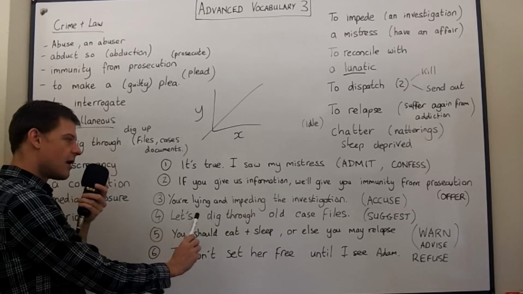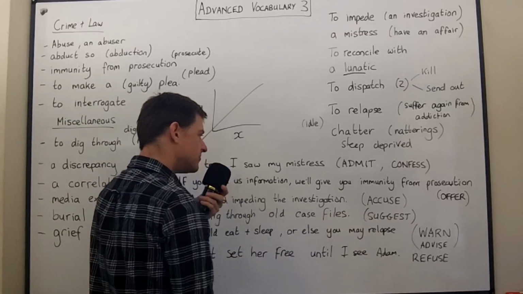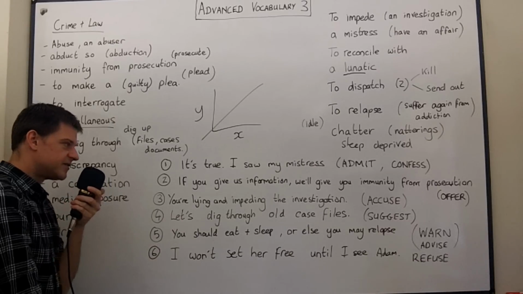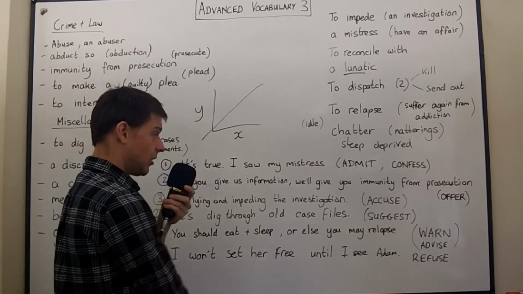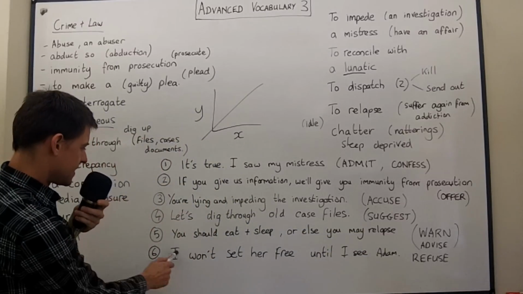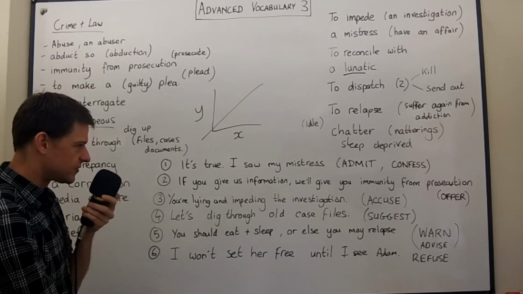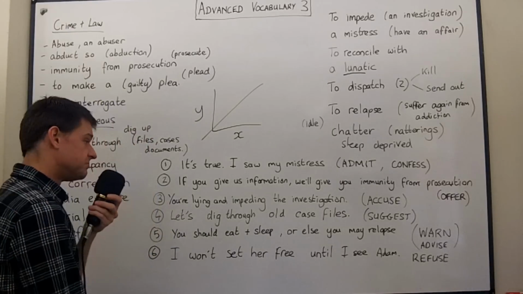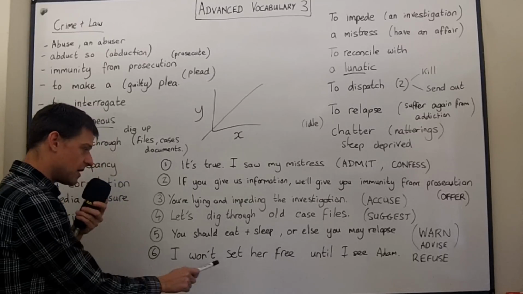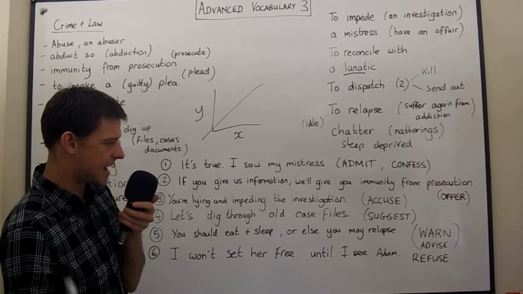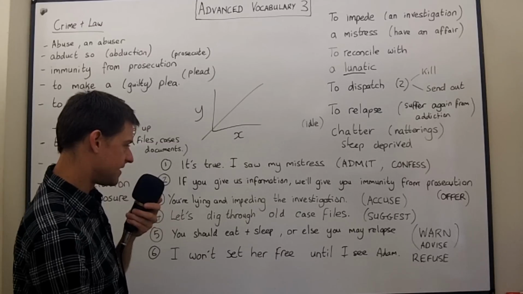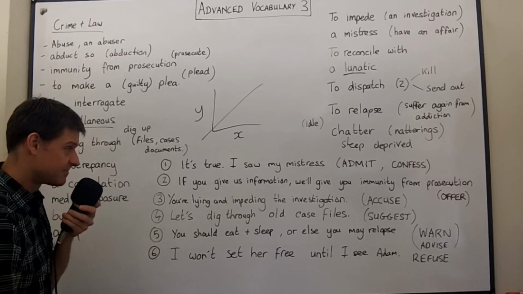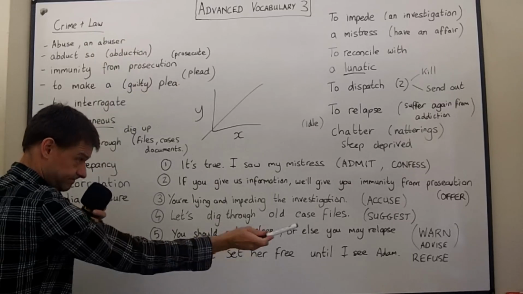Okay, number 3, you're lying and impeding the investigation. Holmes accused him. Okay, number 4, let's dig through old case files. Holmes suggested. Number 5, you should eat and sleep or else you may relapse. Watson warned or Watson advised. Pretty similar, really. And number 6, I won't set her free until I see Adam. This was the first abductor. I've forgotten his name, if I'm absolutely honest. But you can just call him the abductor. Refused.